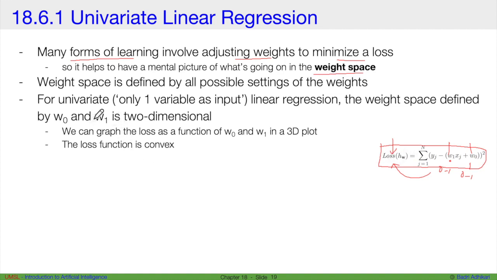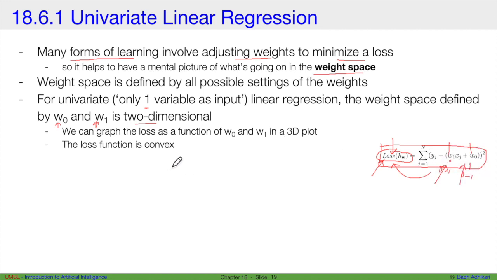Now, for the case of univariate linear regression, where we only have one variable as input and one variable as output, the weight space is defined by W0 and W1. And this weight space is two-dimensional. What we would like to do is see how the values of this loss function change as we change W1 and W0.